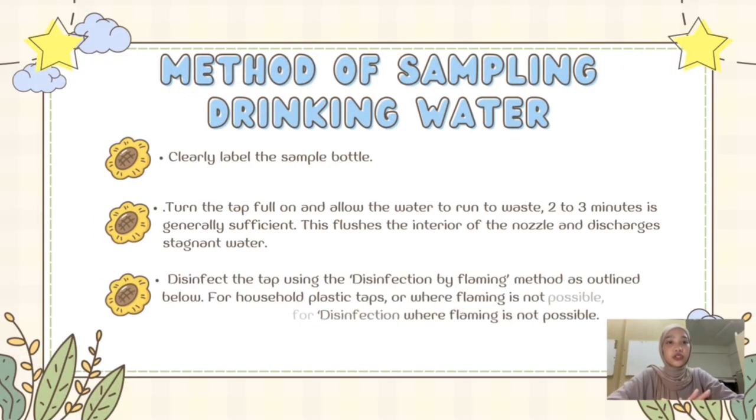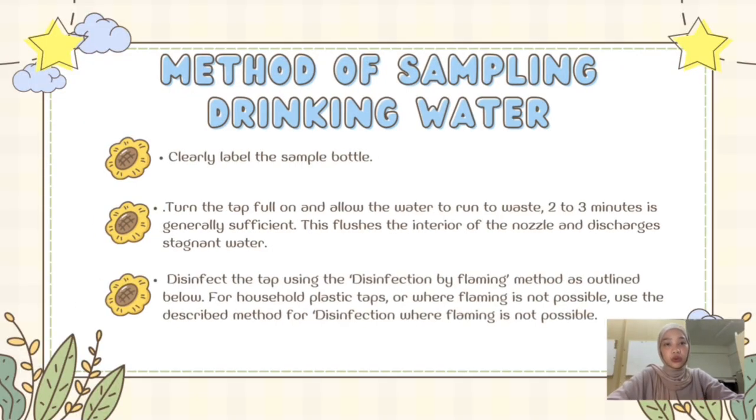Now let's move on to our method of sampling drinking water. First, we have to clearly label the sample bottle. Second, turn the tap full on and allow the water to run to waste. 2 to 3 minutes is generally sufficient. This flushes the entry of the nozzle and discharges stagnant water.